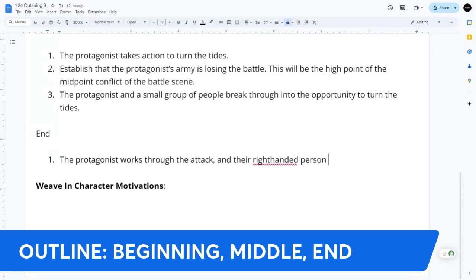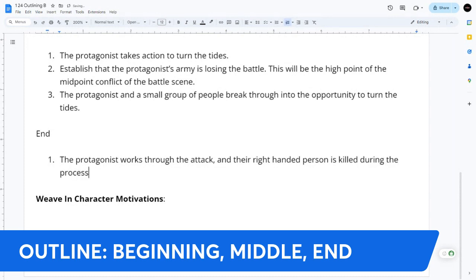Right-hand person, because we don't know if these are men, women, or whatever. It could be anybody. Sometimes you want to leave yourself open. You don't want to create the bias of, well, if it's a man, then I have to, you know, it's the creative brainstorming process. It could be anybody. It could be a frog. It doesn't matter, because it's creative writing. These could be frog people. Anyway, and their right-hand person is killed during the process. So that's important in the beginning.